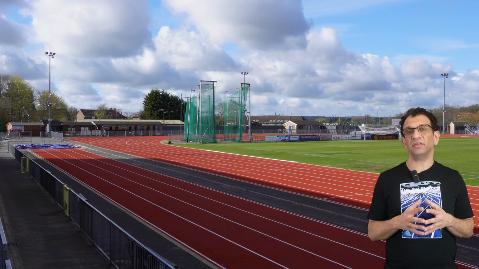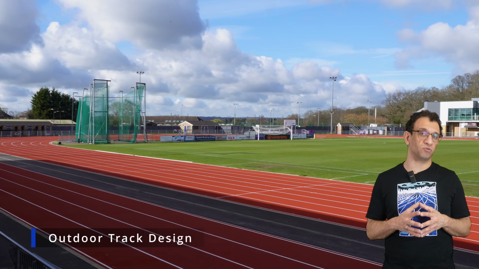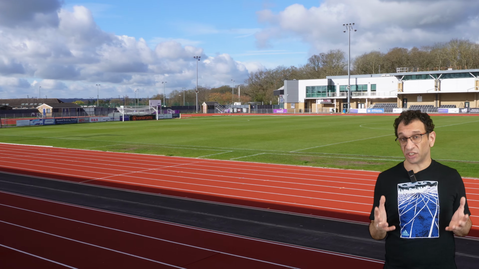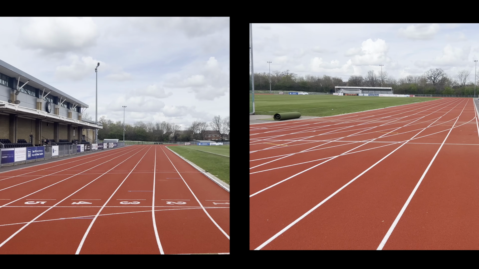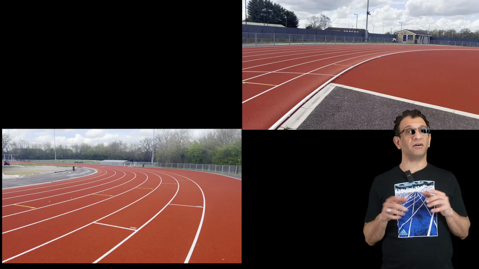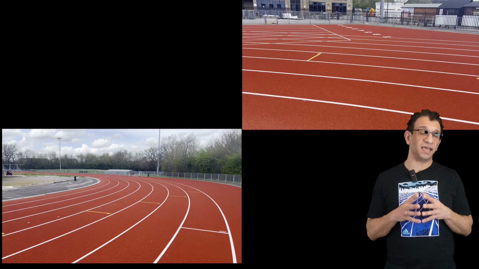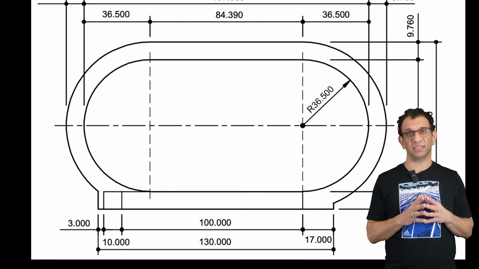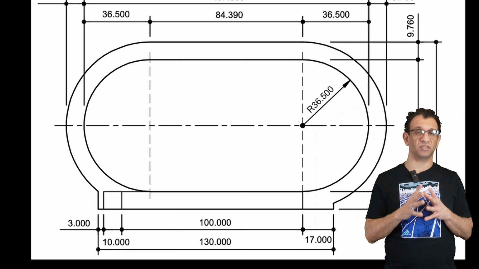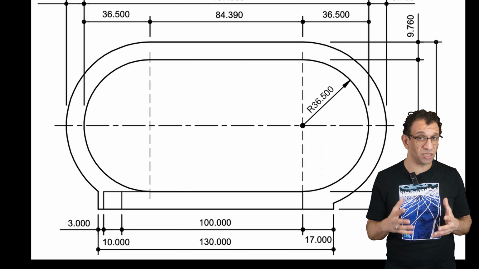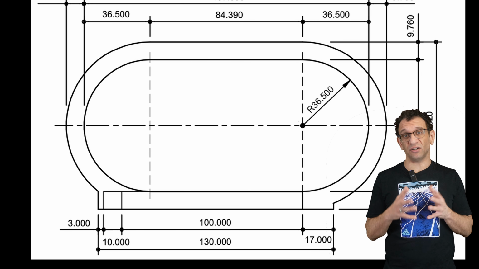So let's start off by looking at the 400-metre standard outdoor track. This is a flat track and consists of 2 straights and 2 bends that are semicircles. That is, the bend has a single radius. That's the constant radius all the way across the bend. There are exceptions, but the vast majority of tracks are like this.